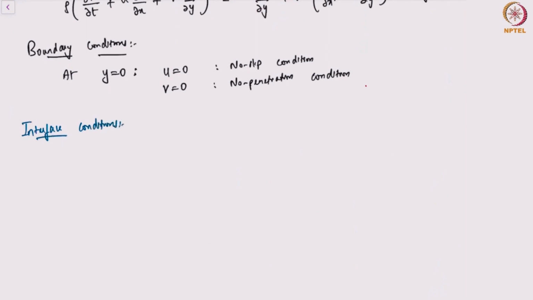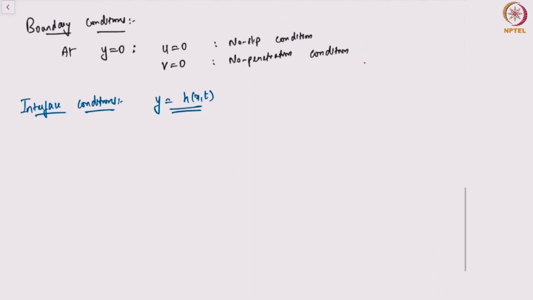The interface conditions are at y equals h of x comma t. We want to derive these interface conditions. So what are the common interface conditions? Now, before we derive the interface conditions, we have to get the normal and the tangential vectors. Why do I need them? Because the interface conditions involve these unit normal vectors and unit tangent vectors.